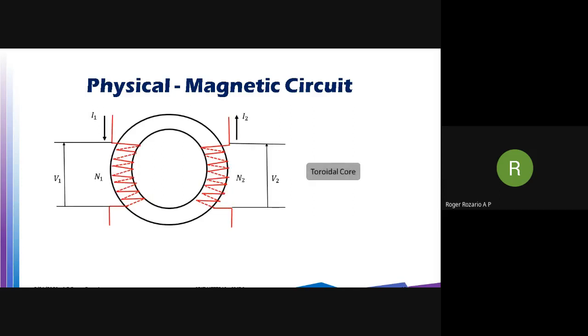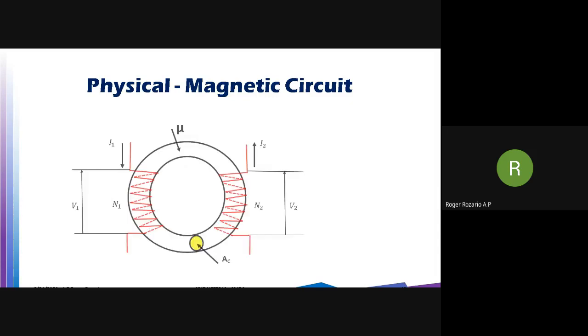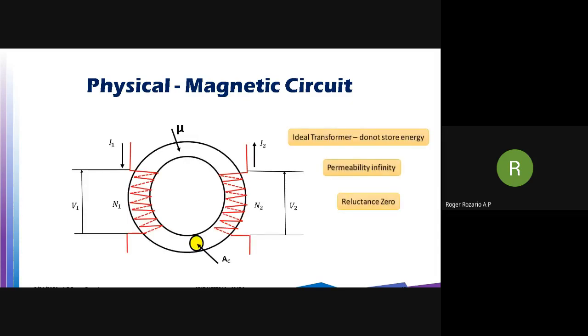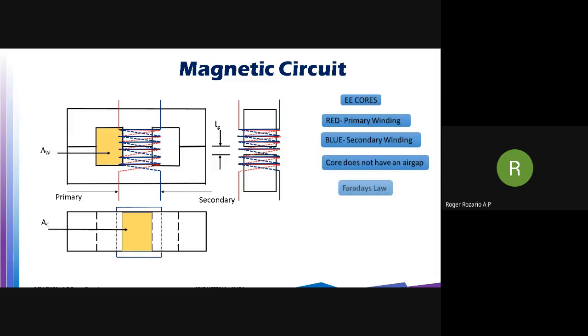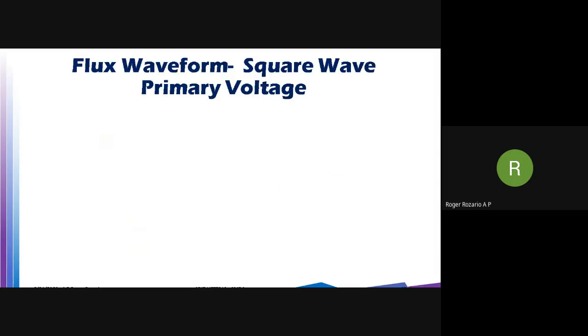We have chosen a toroidal core, similar to the inductor. And unlike inductors, the transformers do not store energy. They don't have any air gap like the inductors. Usually EE cores were used. And we derived the relationship between the area of the core and the voltage, and the area of the winding and the current.